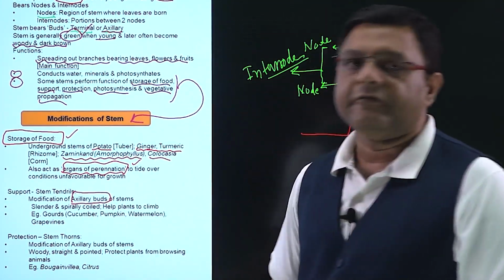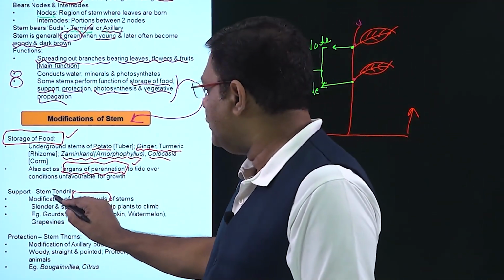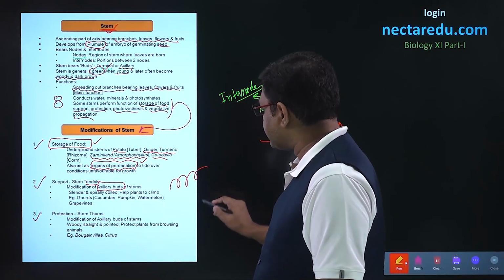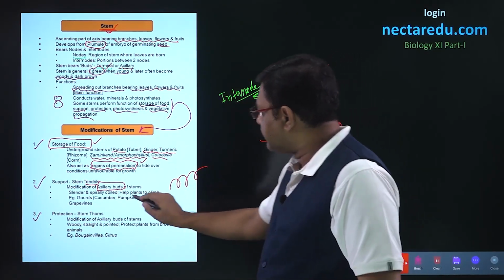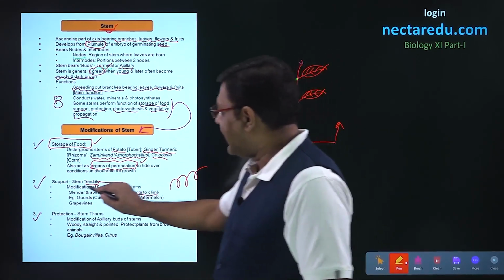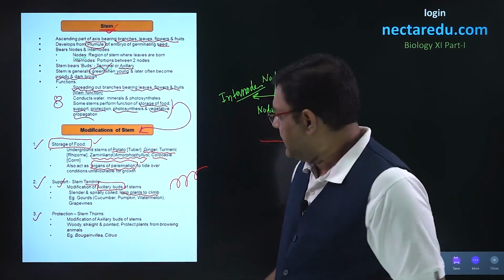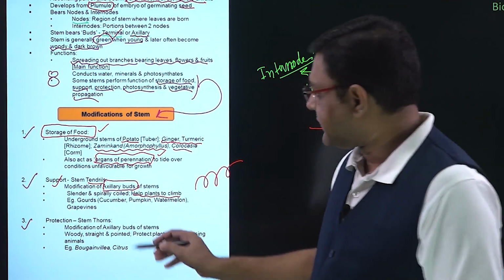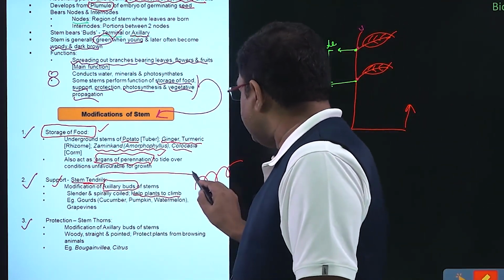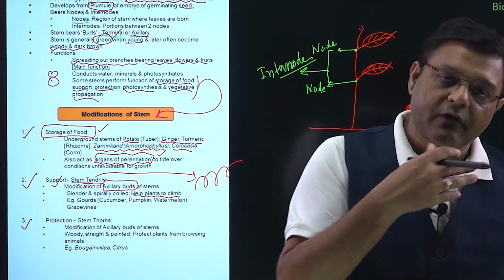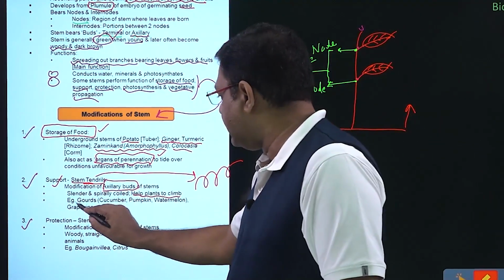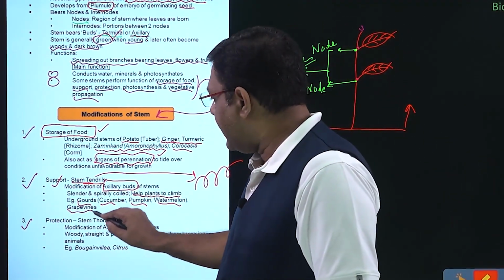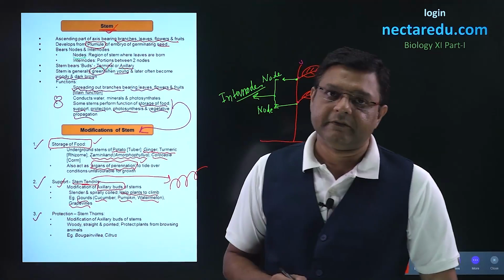Talking of the second modification, that is support, in this case axillary buds will modify and produce tendrils. Tendrils are slender and spirally coiled structures, and these structures will help the plant to climb, and that is how it provides support. These tendrils are modifications of stem, and that is why we call these stem tendrils. Common examples are the gourds like cucumber, pumpkin, watermelon, etc. Even grapevines have these stem tendrils.